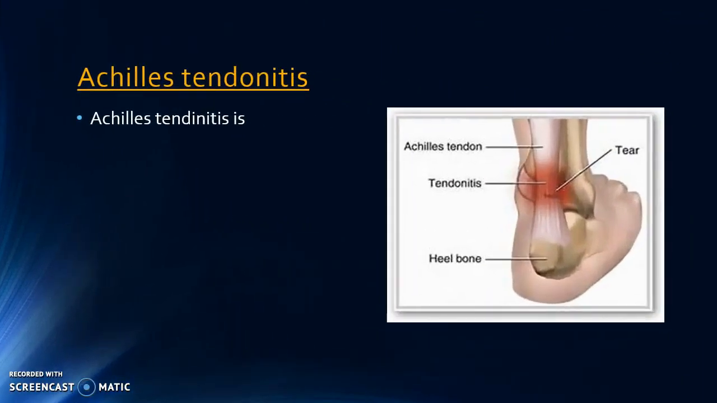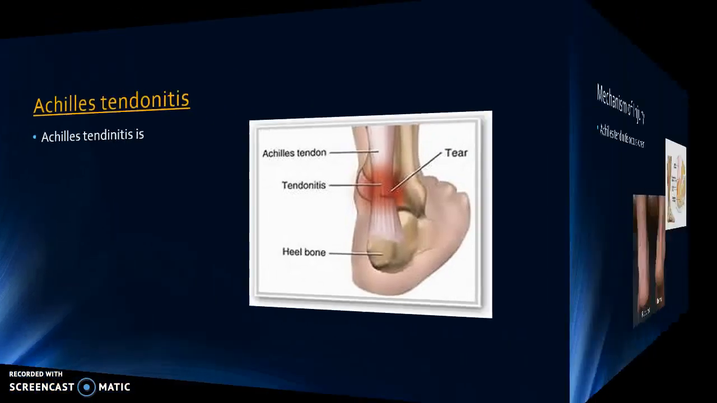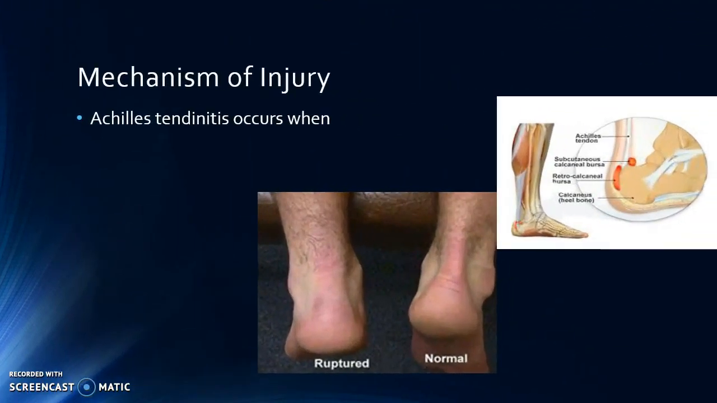First, we're going to talk about Achilles tendonitis. Achilles tendonitis is an inflammatory condition that involves the Achilles tendon and/or its tendon sheath. It occurs when the tendon is either overused or the athlete is doing too much too soon and the tendon is not used to that kind of movement.